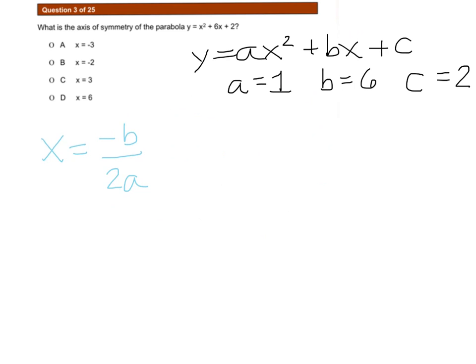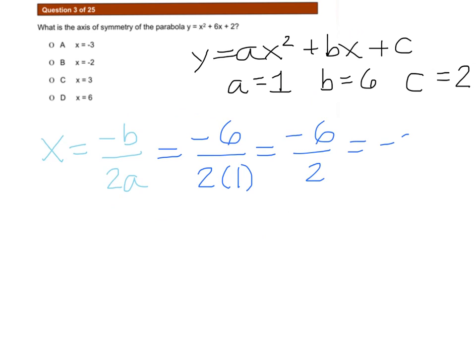I go down to my formula. I put negative b, in this case negative 6, over 2 times a, and a is 1. Negative 6 over 2 reduces to negative 3. And I have x equals negative 3 for answer A.